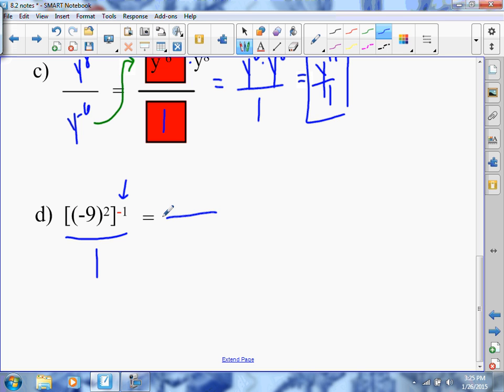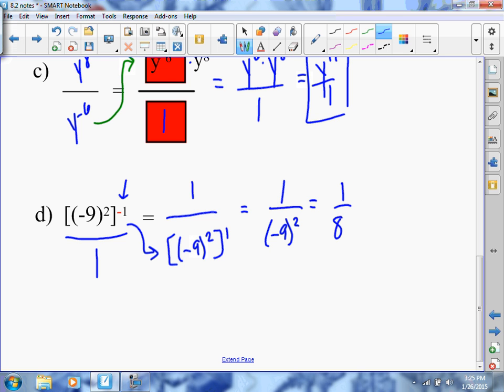So I need to move it from the numerator down to the denominator. So I'll have negative 9 squared to the first. And then I don't have anything left over in my numerator, so I just put a 1 there for a placeholder. And now I have a power to a power that I can multiply. So now I'll have negative 9 squared, and negative 9 times negative 9 is going to be 81. So that's one way to think through that problem.